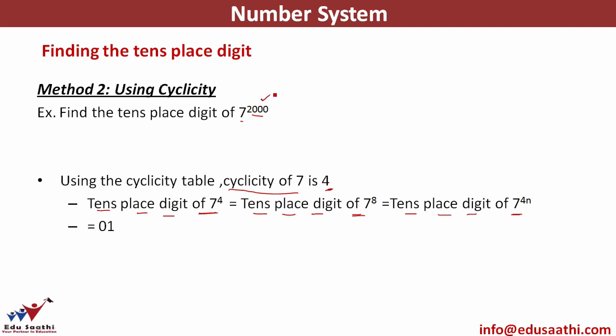So this number is of the form of power 4n. Because this number is divisible by 4, that means it leaves a remainder of 0. So if I look at the tens place of 7 raised to power 4, 7 raised to power 4 ends up as 2401. If I look at the tens place digit, it comes out to be 0. So this number will have a tens place digit equal to the tens place digit of 7 raised to power 4, which is 0.